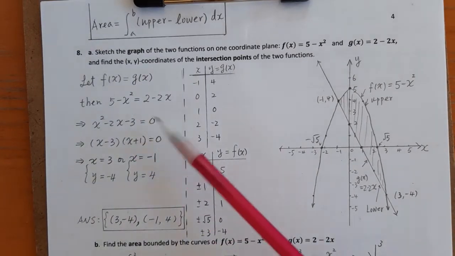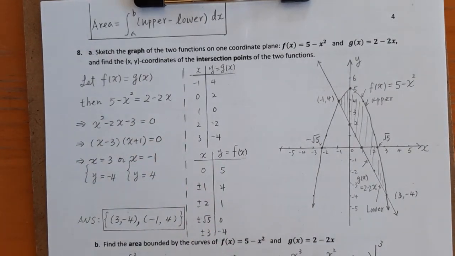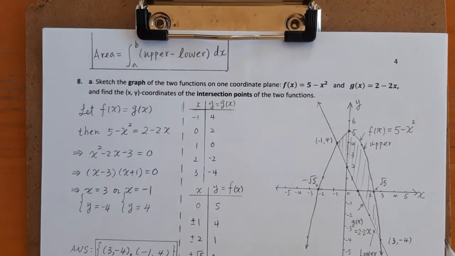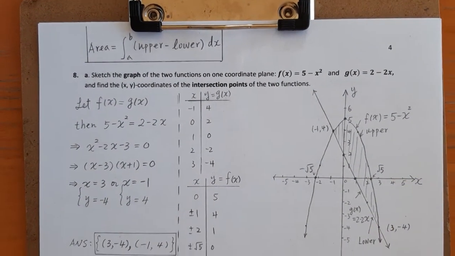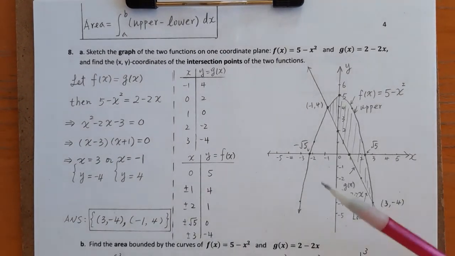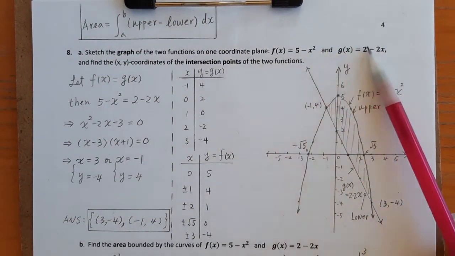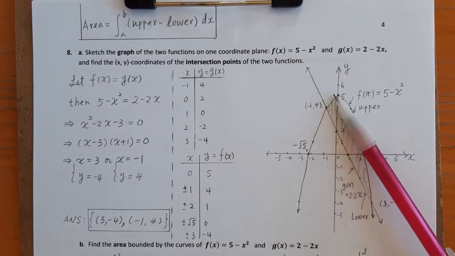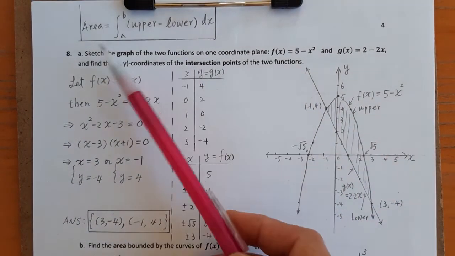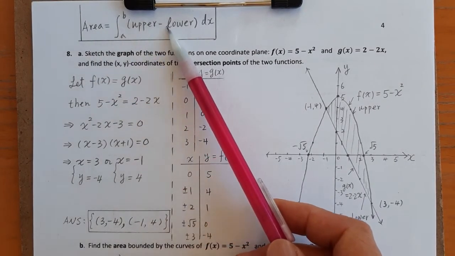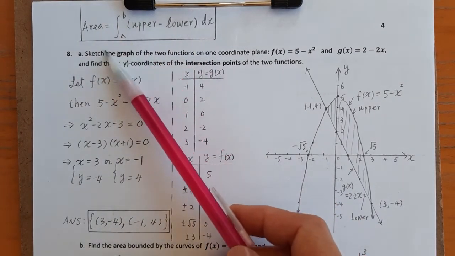Question 8, have A, B, and find the area. Find the area. First of all, you have to draw the graph because you need to figure out, given 2 functions, which one is the upper function and which one is the lower function. Then the area is upper function minus lower function, take the integral.